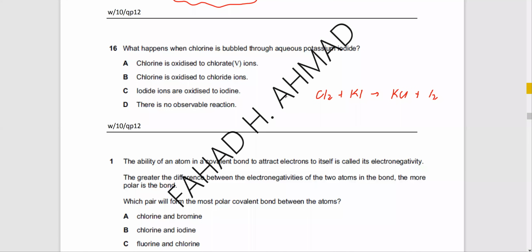So which one is the correct answer? Chlorine is oxidized to chloride ions. That's incorrect. Although it is changing into chloride ions, Cl minus one, changing into Cl minus one is reduction, not oxidation. So this option is incorrect. The second one is iodide ions are oxidized to iodine. That is correct. C is correct, because I minus one changing into I zero is oxidation. So C is correct. Iodide ions are oxidized to iodine.